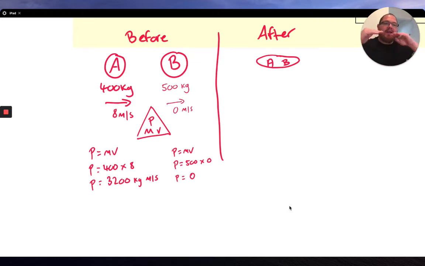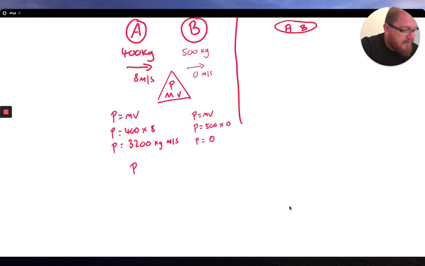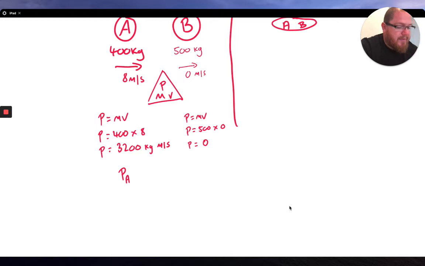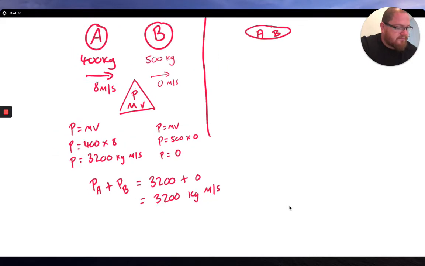momentum. So if I've got two things moving and they collide, I've got a total momentum there. So I've got my total momentum, and I'll say this as PA, my momentum for carriage A plus my momentum for carriage B. This is going to equal 3200 for my A plus my 0 there. So it just equals 3200 kilogram meters per second. And that's because carriage B wasn't moving. All right?